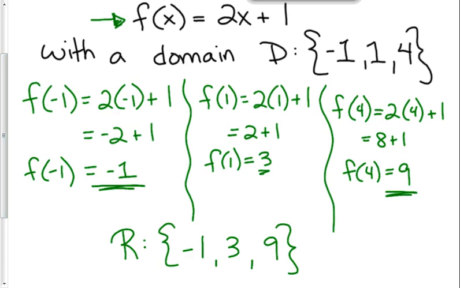So here we have it. We have evaluated the function for each element in the domain. We evaluated it at -1, at +1, and at +4. From each of those values, we got different y values. We got -1, 3, and 9, which we then wrote with the proper range notation. So the range values here would be -1, +3, +9.